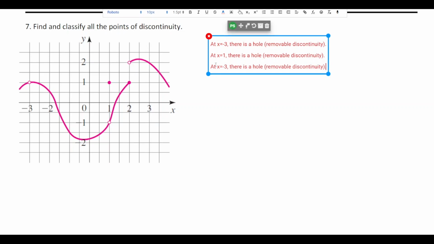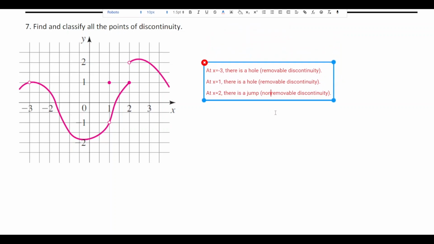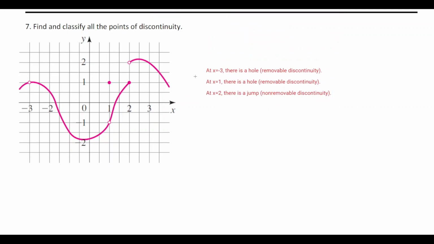And then the last one is going to be at x equals 2. That's going to be a jump, and that is a non-removable discontinuity. So no vertical asymptotes on this one. Did I miss any? No, just 1, 2, 3. Yeah, that's it. Okay, so those are going to be all the different points of discontinuity.